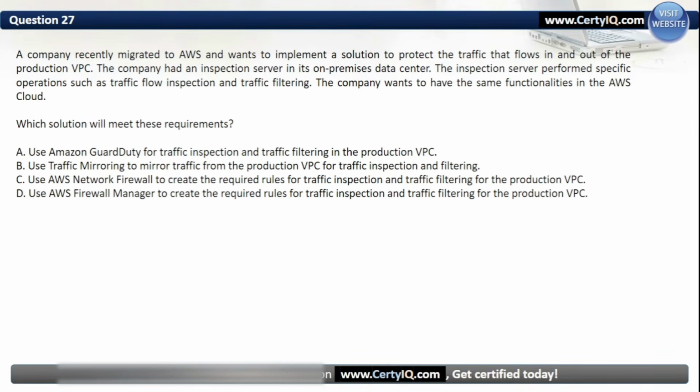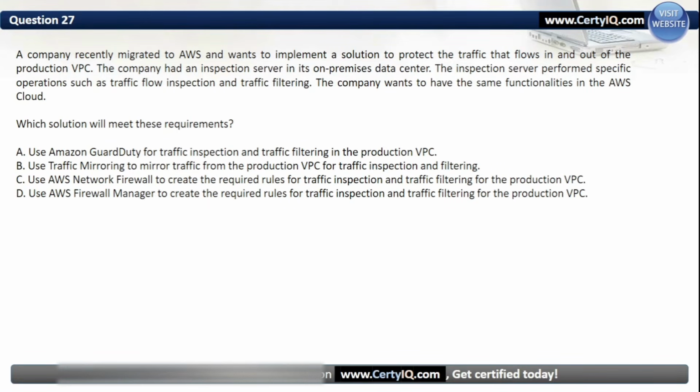Question 27. A company recently migrated to AWS and wants to implement a solution to protect the traffic that flows in and out of the production VPC. The company had an inspection server in its on-premises data center. The inspection server performed specific operations such as traffic flow inspection and traffic filtering. The company wants to have the same functionalities in the AWS cloud. Which solution will meet these requirements?